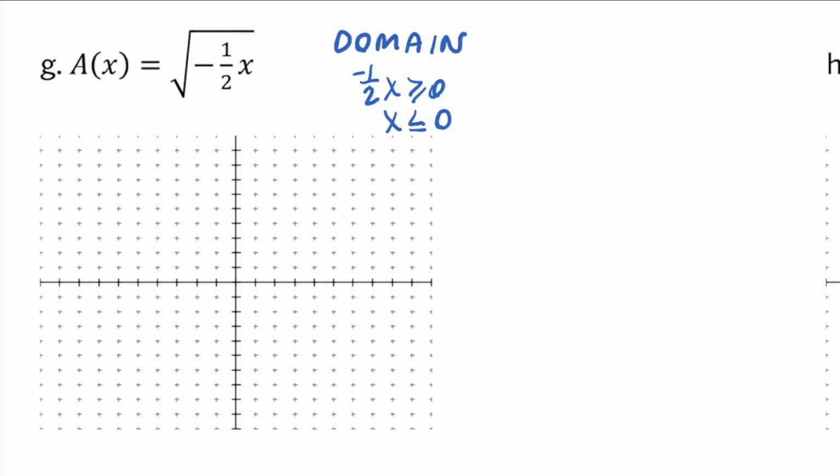One thing that does mean is that 0 is going to be like the right edge, the x-coordinate of my vertex, right? And then a of 0 is the square root of 0, so it's going to be right here at the origin. The range, well, it's just the positive square root plus nothing, so the range should be y is greater than or equal to 0.